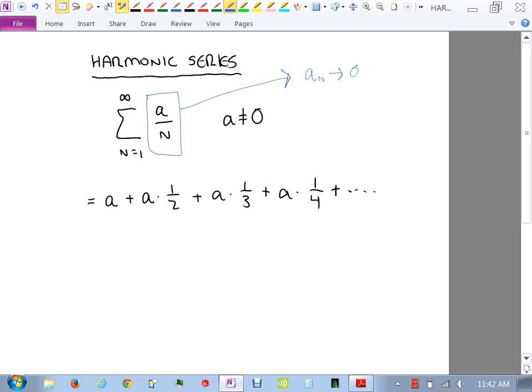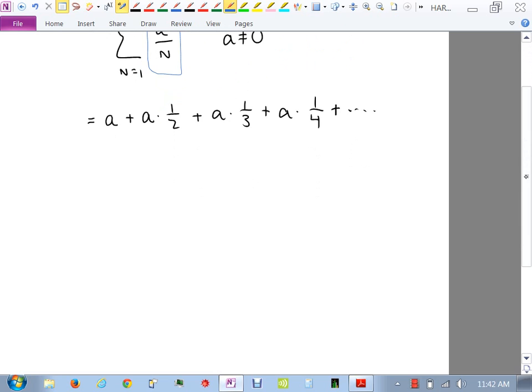But is that enough to say that it converges? Just because the terms go to 0, is that enough to say it converges? It's not. So there's not an easy way to show the harmonic series does this, but I'll try. Do you agree that each of those terms has an A in it? So let's just pull the A out. Forget the A's even there.